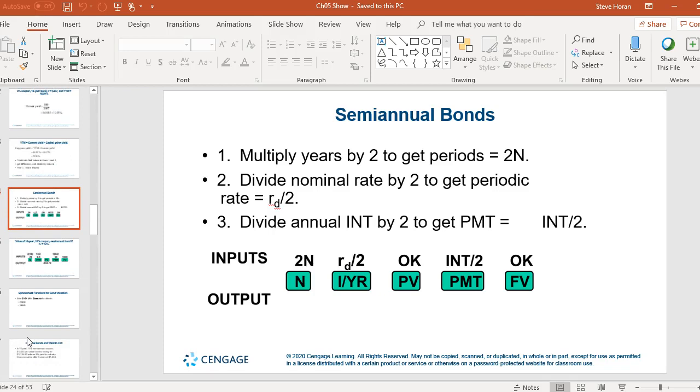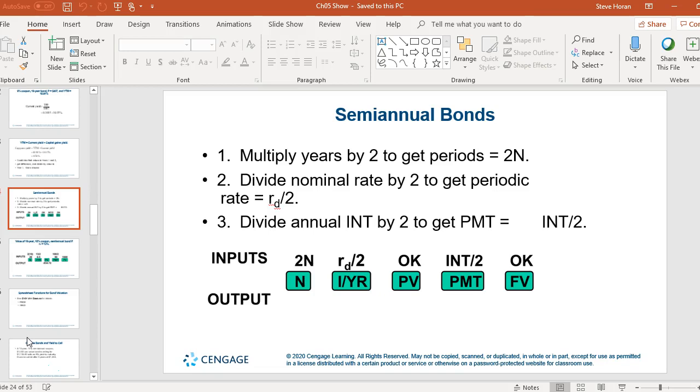Okay. The next big part of the chapter deals with semi-annual bonds. Semi-annual means twice per year. Most bonds are actually semi-annual, meaning they pay interest every 6 months. The vast majority of bonds issued pay interest twice per year. So you have to take your calculation and convert it from annual to semi-annual. It's a really easy process.